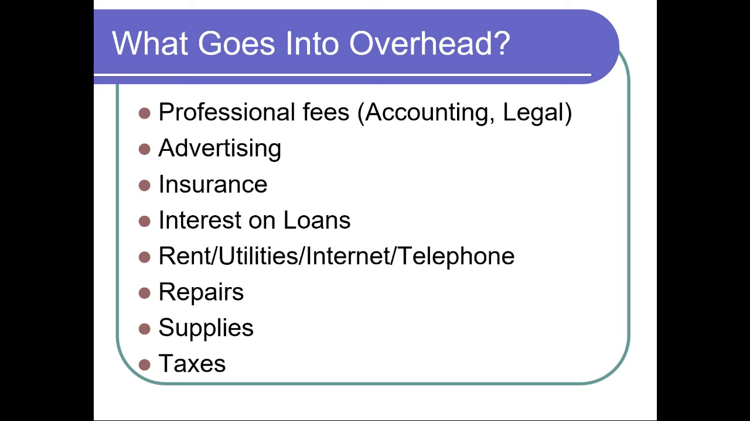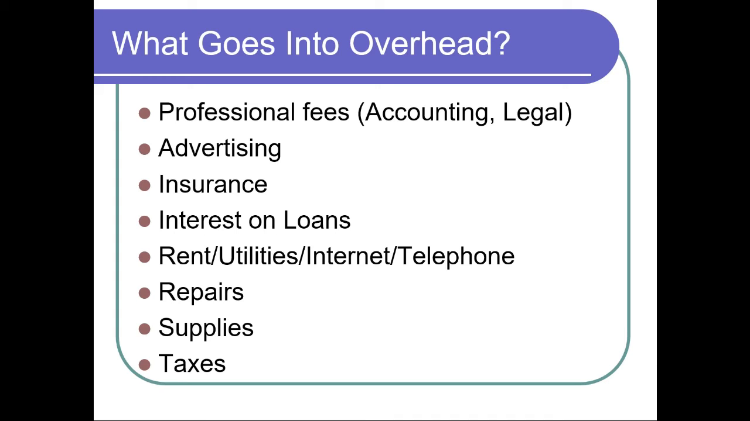So you've got professional fees, right? You probably have an accountant that you have to pay for. You have a legal person that you have to pay for. Those are two big professional fees. You may have other consulting fees that come in there as well. Then you have advertising. If you're a freelancer or if you're a company, people have to know about your services. Somehow you have to let people know. That's advertising. That's overhead.